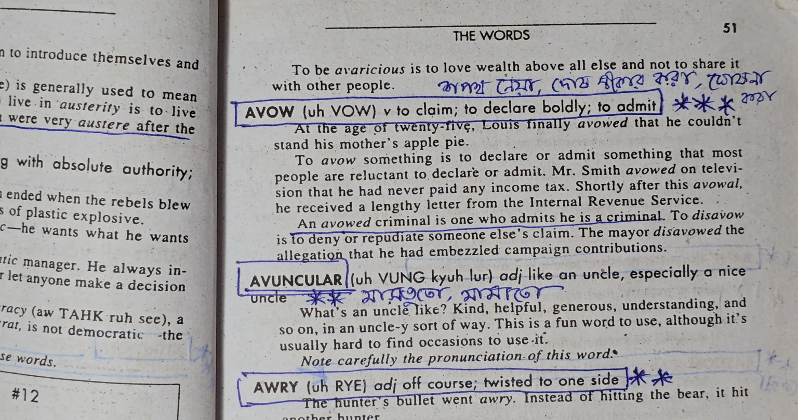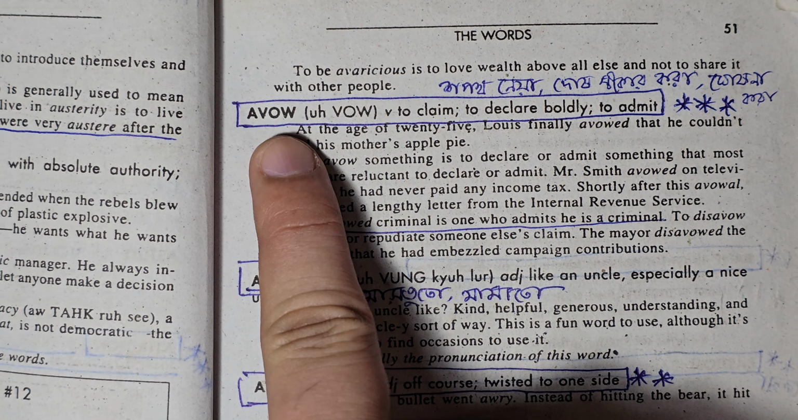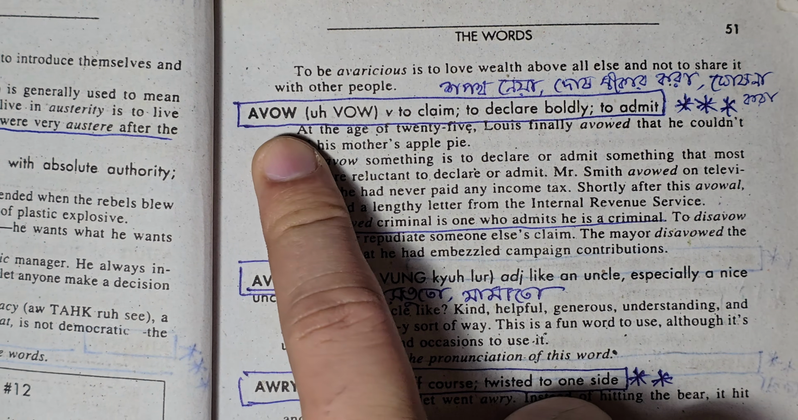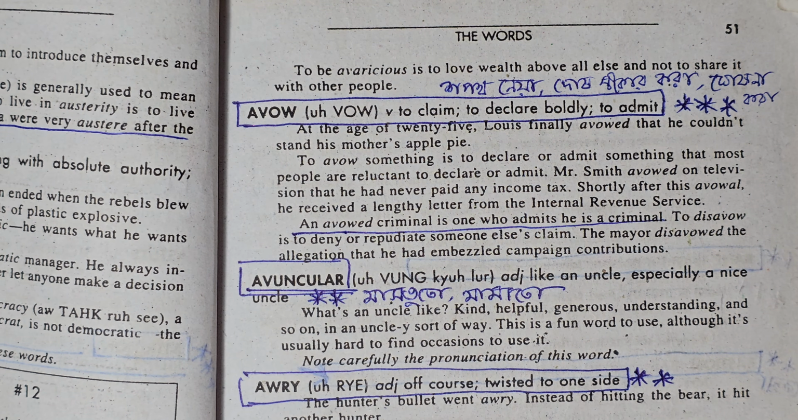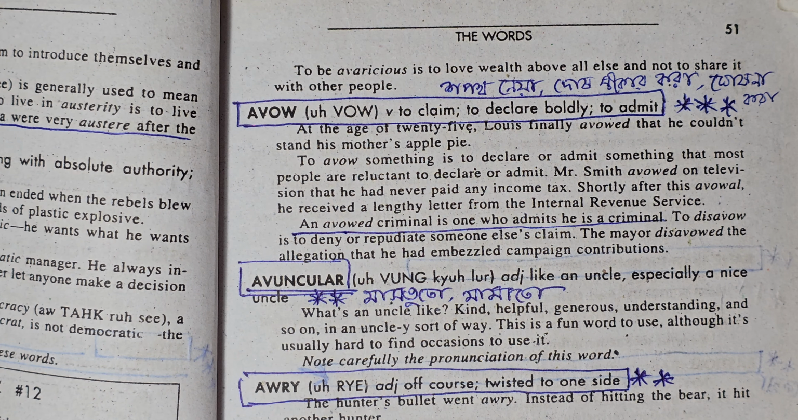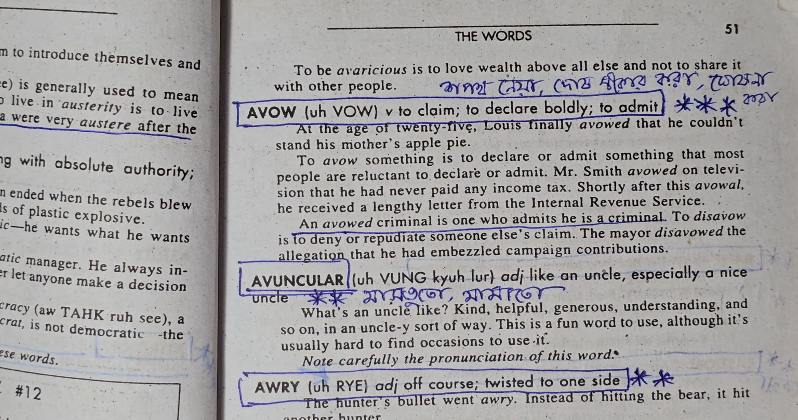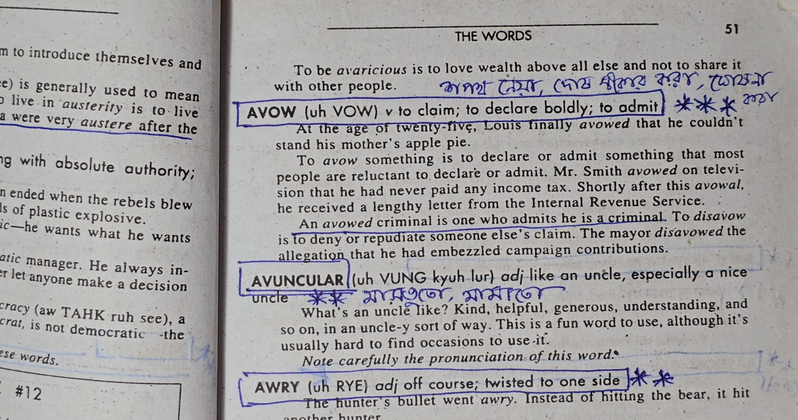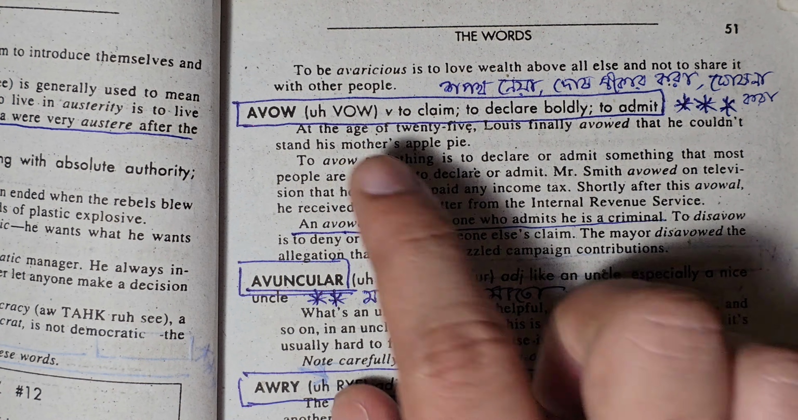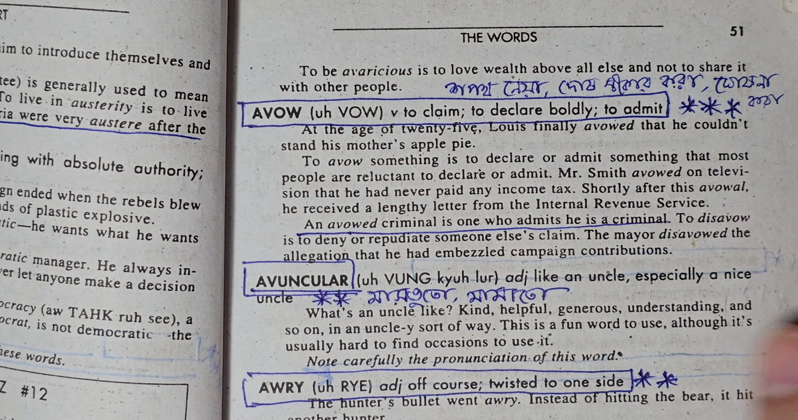Okay, the next word is avow. You can see it on the screen. Avow is a verb which means to claim, to declare boldly, to admit. Avow actually describes someone in a position who admits something. All right. At the age of 25, Louis' family avowed that he couldn't stand his mother's apple pie.